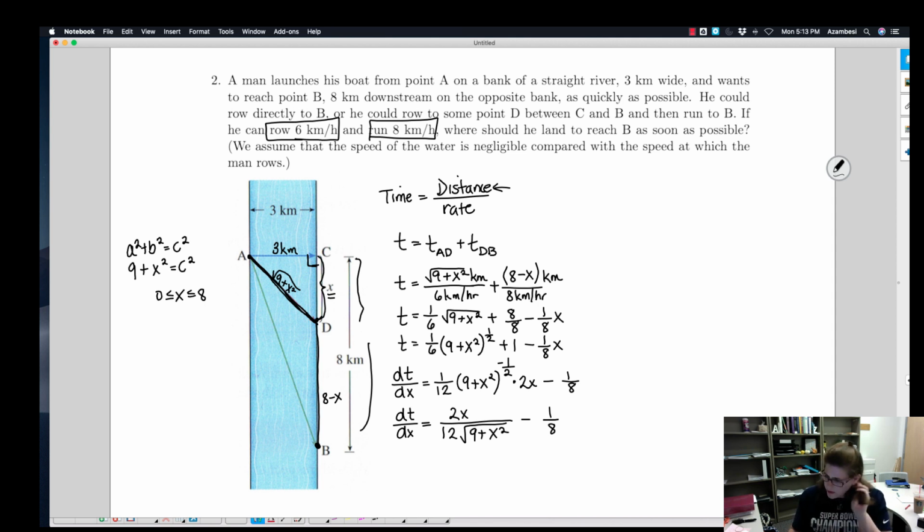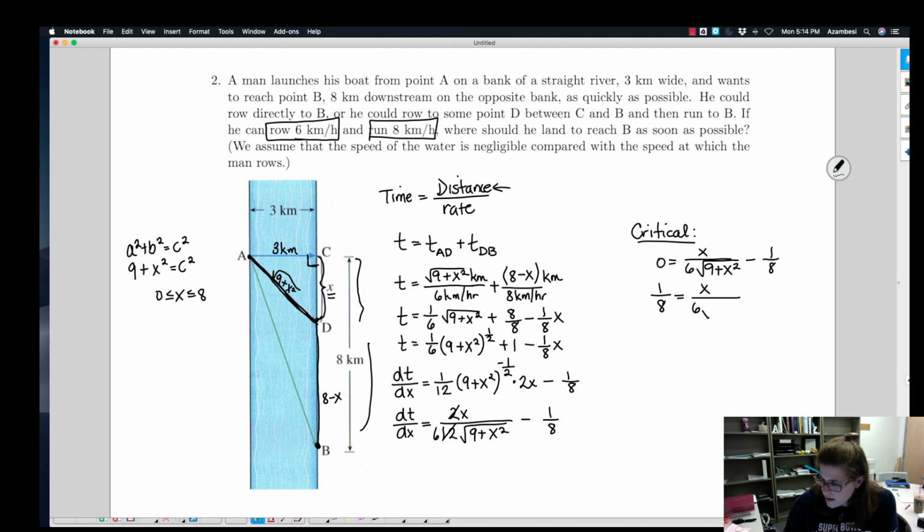If I'm setting this equal to 0, this is for my critical points, I have 0 equal to, let's simplify this into 1/6, so x over 6 times the square root of 9 plus x squared, minus 1/8. Bringing the 1/8 to the other side, I get 1 over 8 equal to x over 6 times the square root of 9 plus x squared.